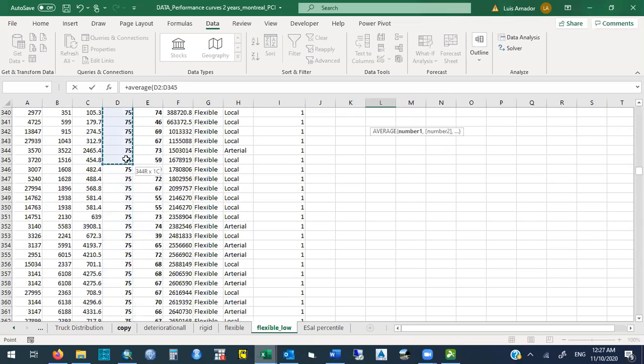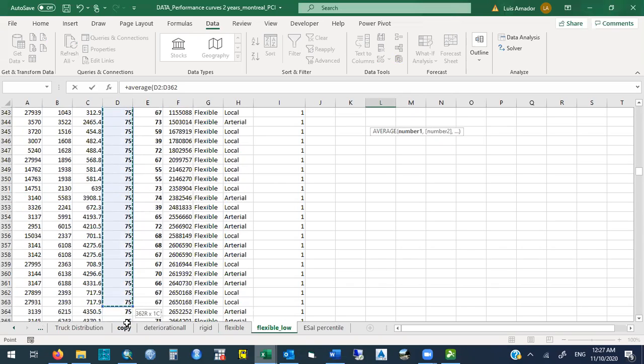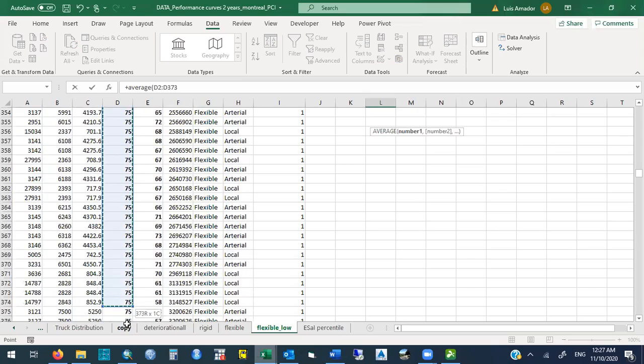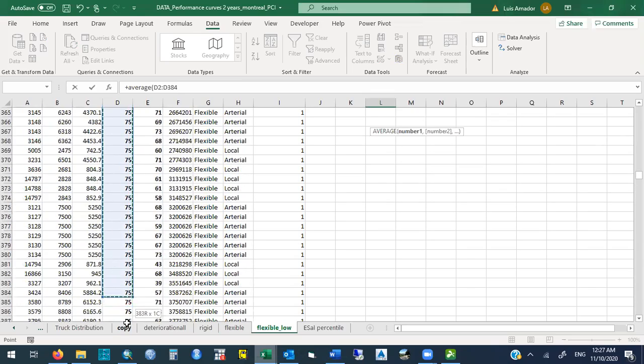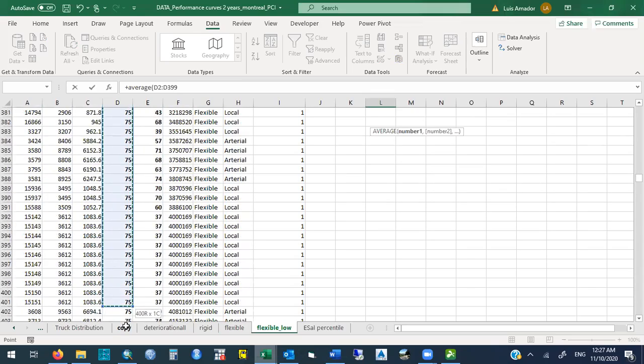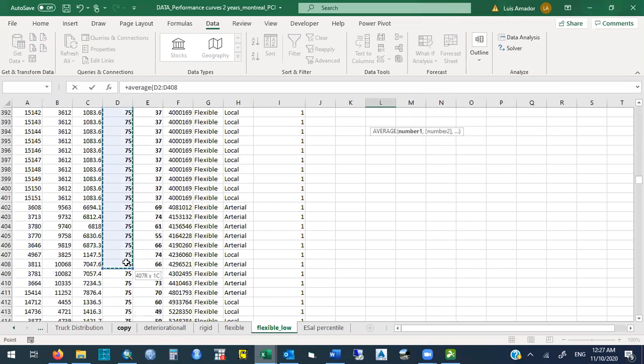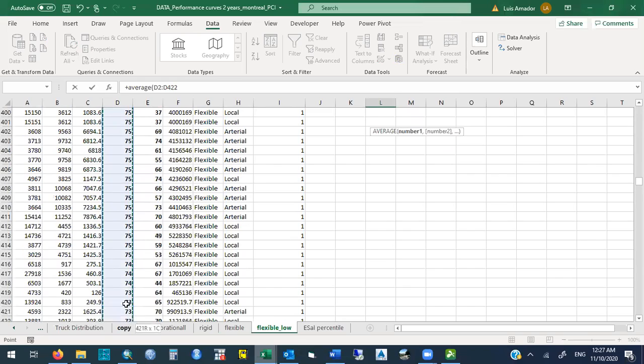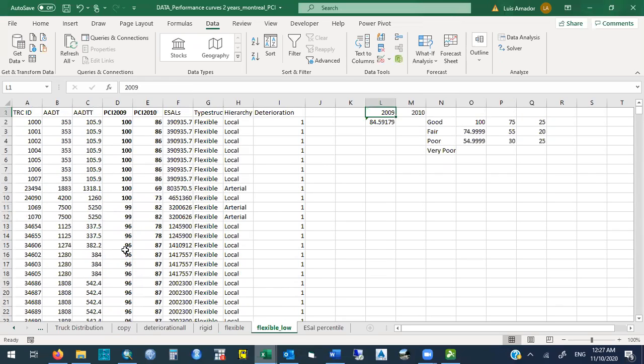Are we including the 75 or not? Yes, we are, right? Yes, it's better to include 100 to 85 for good. 85 or 75? 85. 75 is a large portion of the data.